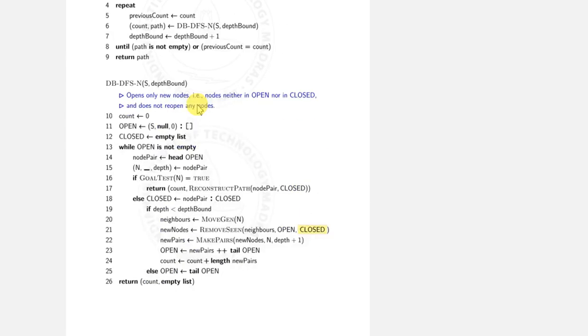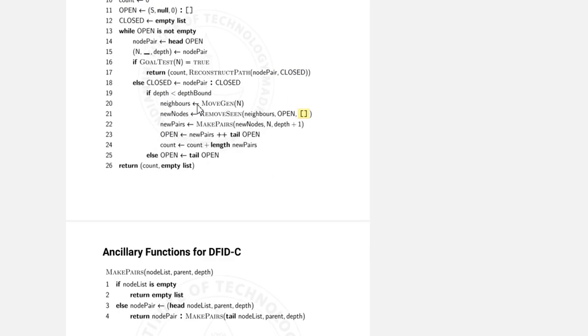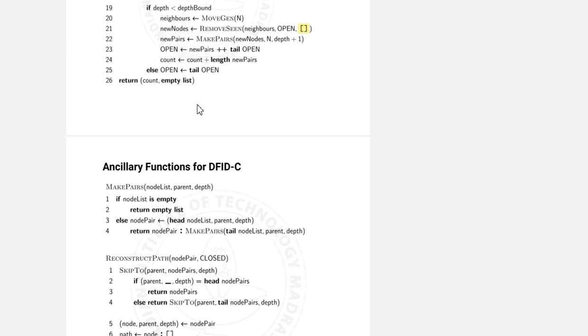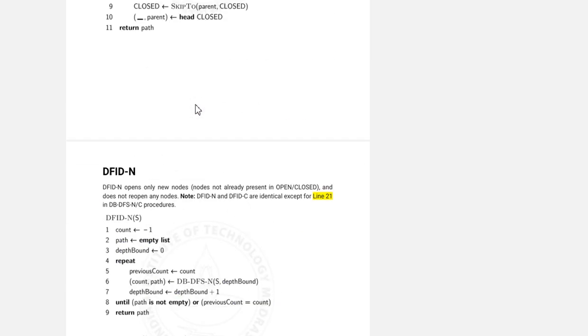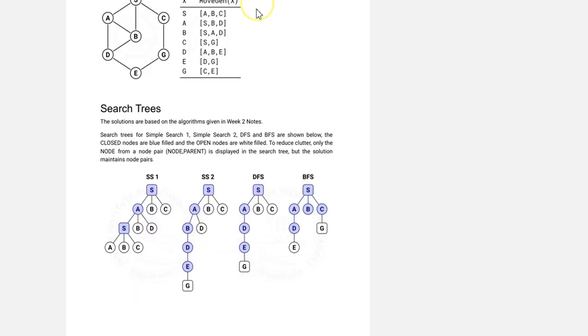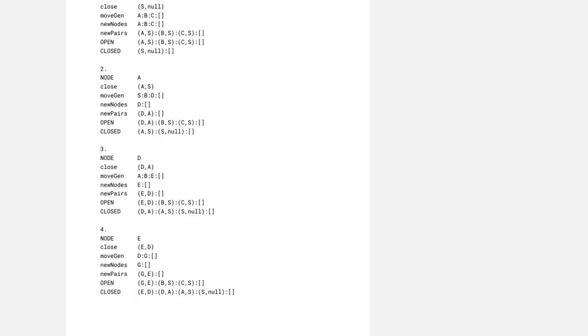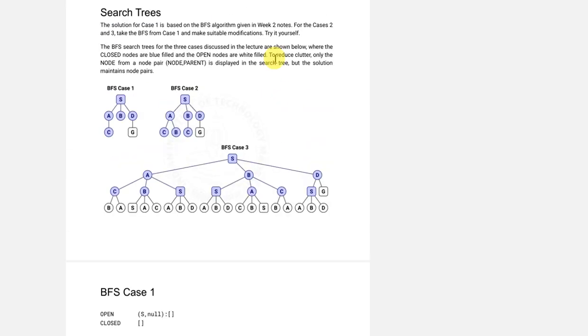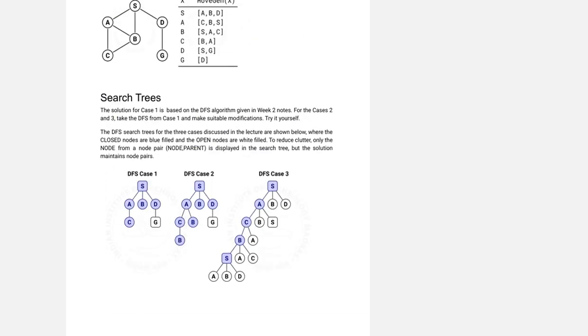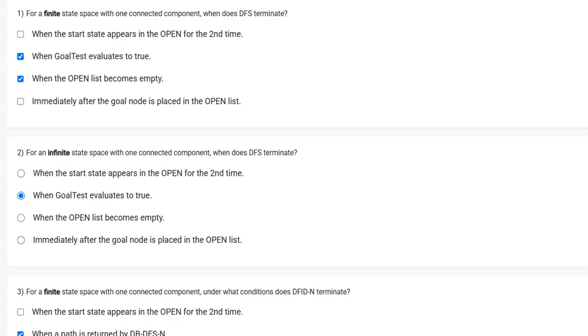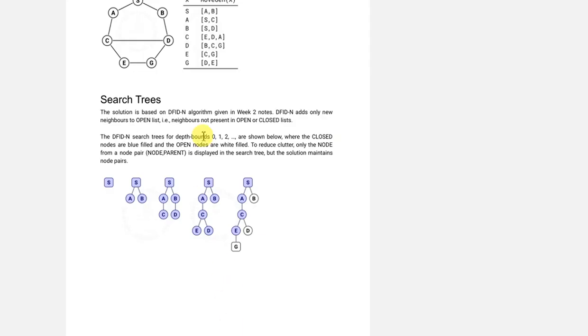And this is the algorithm for DFS, BFS, DFID-N, DFID-C, and DFID-N. So for DFID, let me show you the example.